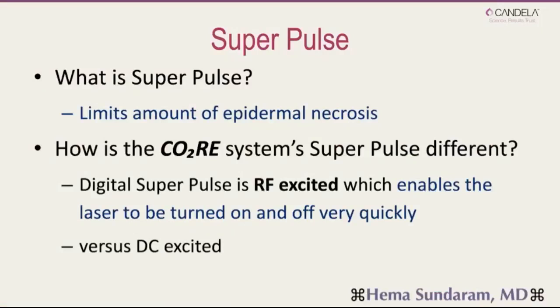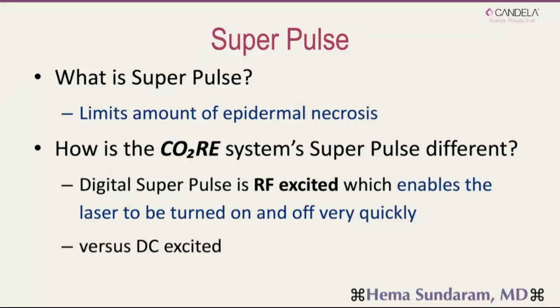What is superpulse? Well, it limits the amount of epidermal necrosis, and that's why the core is such a powerful laser, because we are able to target below the surface into the dermis where the collagen and the elastic tissue is without getting as much damage to the epidermis, which is going to result in longer recovery time, greater risk of adverse effects such as scarring. And because we're limiting the amount of epidermal necrosis, this is why core is such a suitable laser for diverse skin phototypes, even the more pigmented skin types.